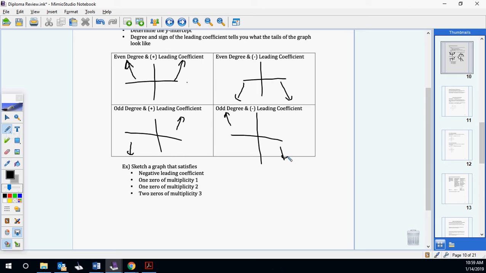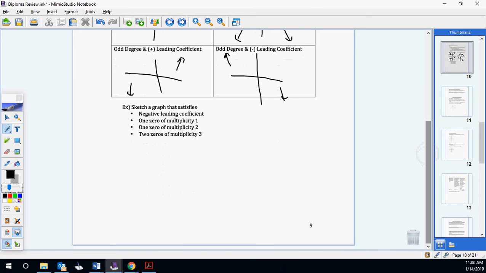Okay, and we're doing that one that we did on a couple of our exams. Sketch the graph that satisfies the negative leading coefficient: 1 zero of multiplicity 1, 1 zero of multiplicity 2, 2 zeros of multiplicity 3. Okay, so we'll go ahead and do that. You can sketch yours, and I'll sketch mine, and then we'll talk about it. They can be different. They're not going to be exactly the same. All right, so negative leading coefficient.